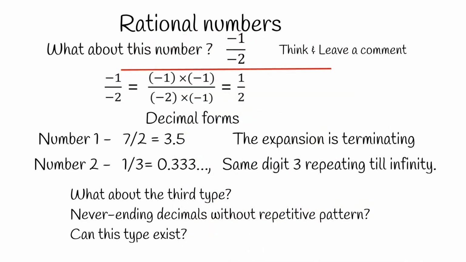This is a positive rational number because if we multiply both numerator and denominator by -1, it turns out to be a positive rational number.